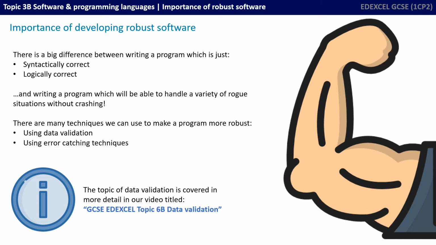There are many techniques we can add to an already working program in order to make it more robust. We can add data validation to make sure that only the correct data types have been entered and that incorrect data types don't cause a program to crash. We can use various error catching techniques, although these are outside the specification of the GCSE. There are many methods we can use, but all of them have the same design in principle, and that is to make our program or our software more robust. We cover the topic of data validation in a little more detail in a video under topic 6b.